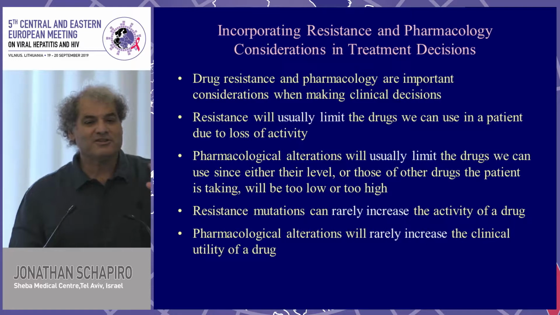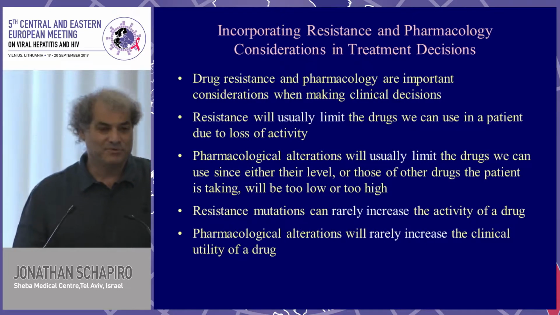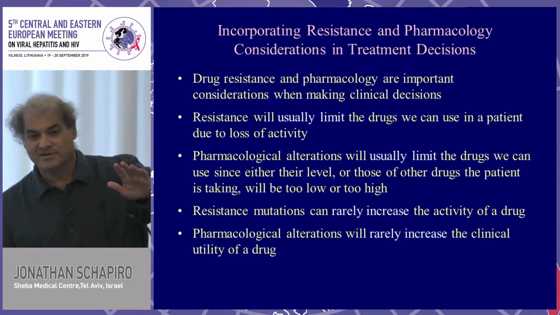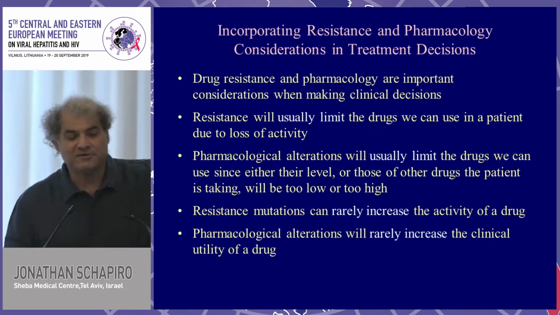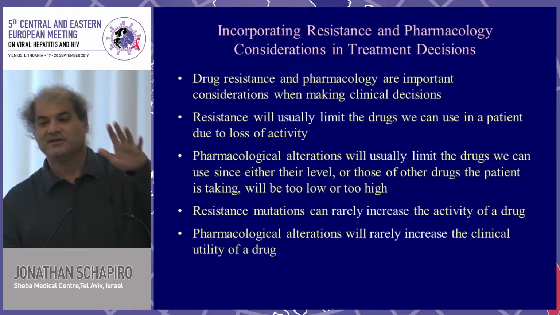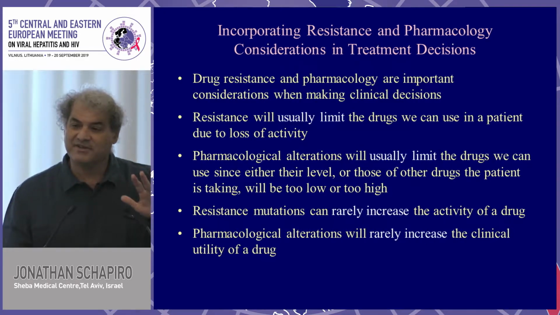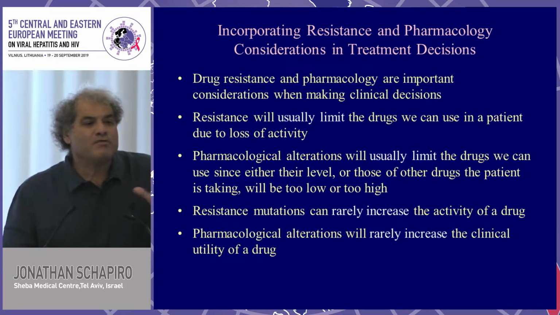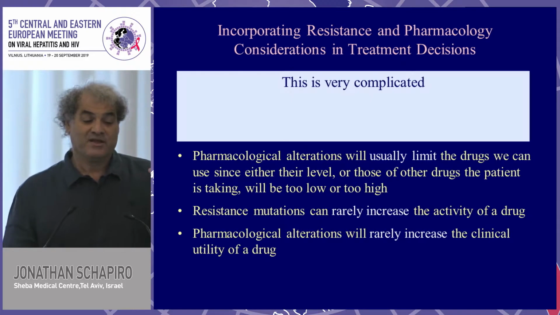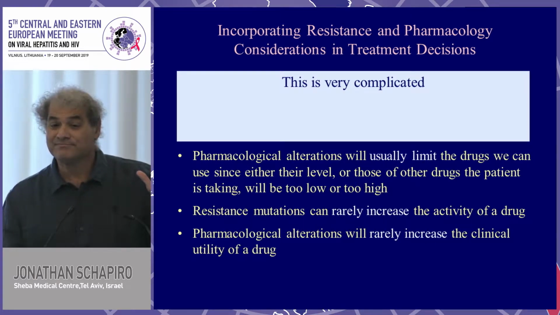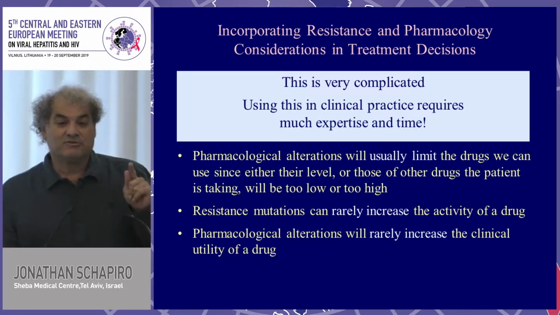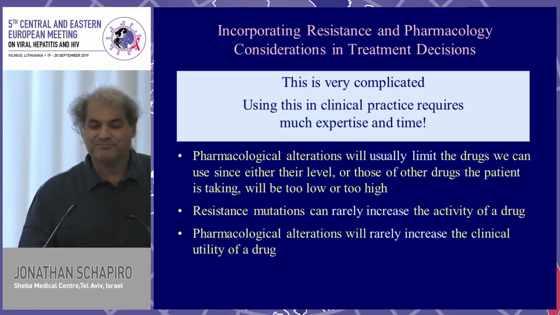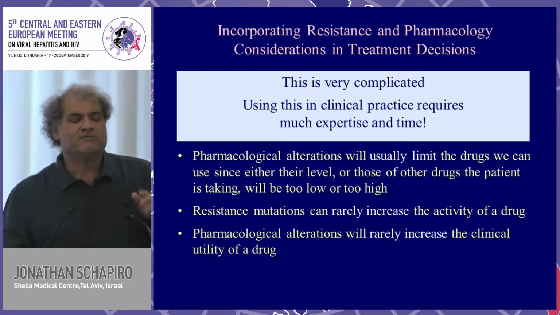Now, there's a lot of data here. There are lots of mutations. There are lots of drugs. And there's lots of drugs we give for antiretroviral therapy, and for TB, and for hypertension, and for hyperlipidemia. So there's a lot of data here, and we need all this to treat our patients. So this is very complicated. And using it in clinical practice requires us to know a lot, but even if we know a lot, it requires a lot of time.